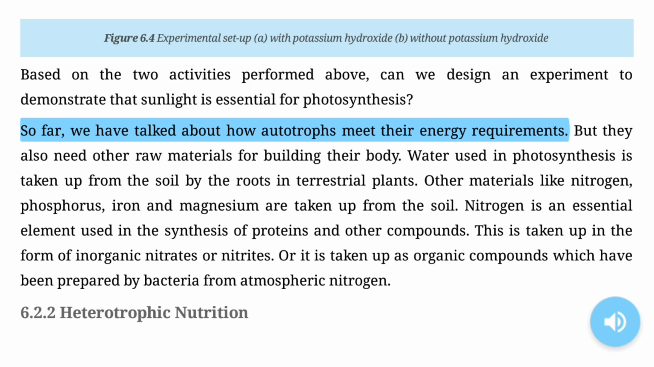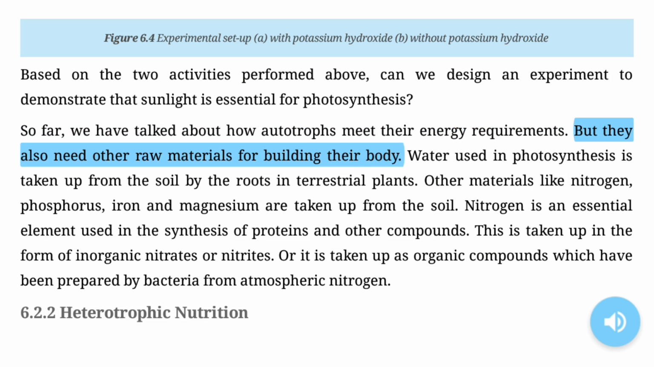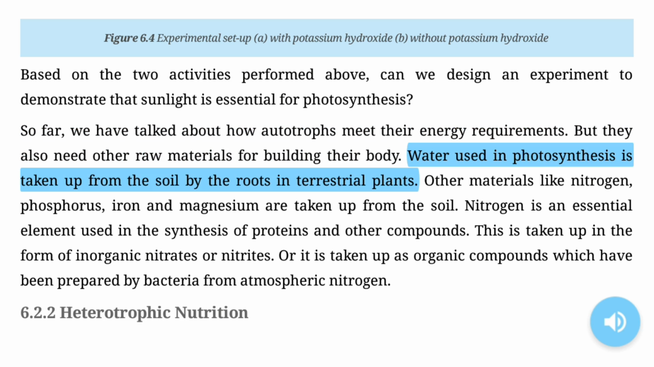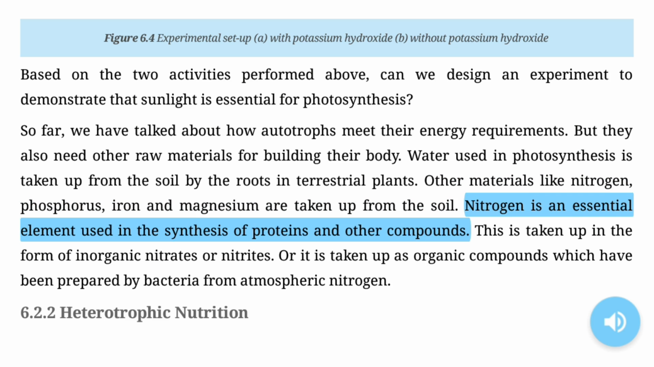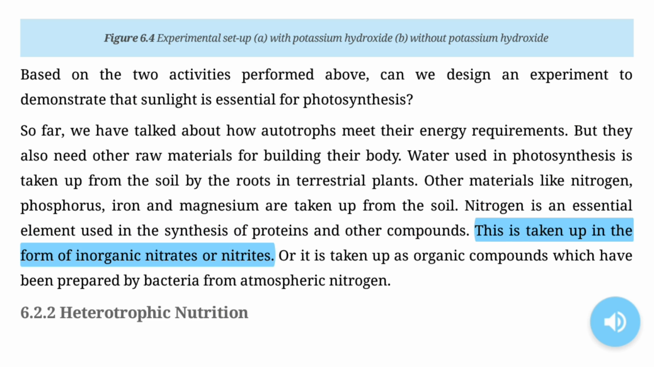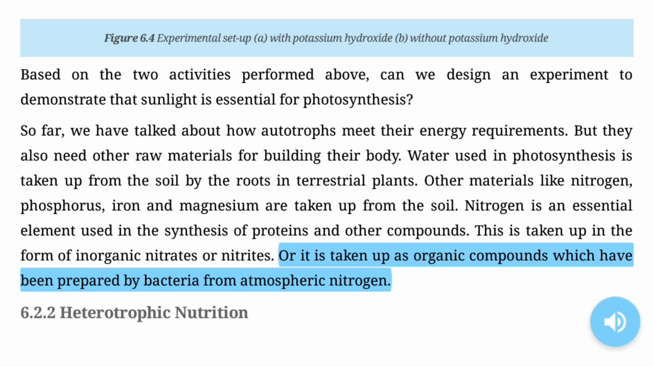So far, we have talked about how autotrophs meet their energy requirements, but they also need other raw materials for building their body. Water used in photosynthesis is taken up from the soil by the roots in terrestrial plants. Other materials like nitrogen, phosphorus, iron, and magnesium are taken up from the soil. Nitrogen is an essential element used in the synthesis of proteins and other compounds. This is taken up in the form of inorganic nitrates or nitrites, or it is taken up as organic compounds, which have been prepared by bacteria from atmospheric nitrogen.